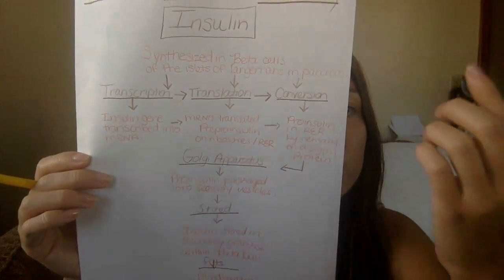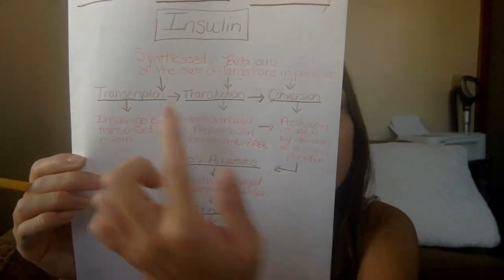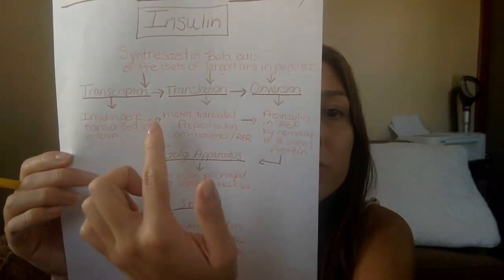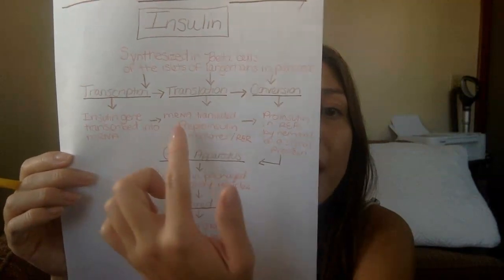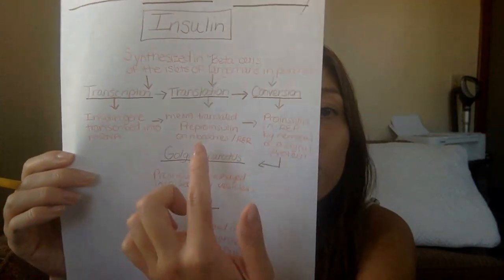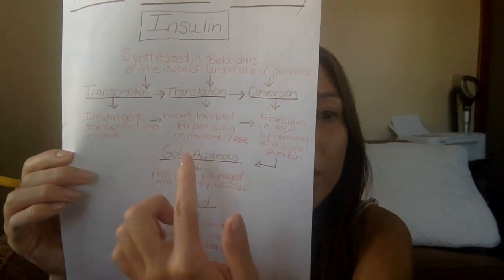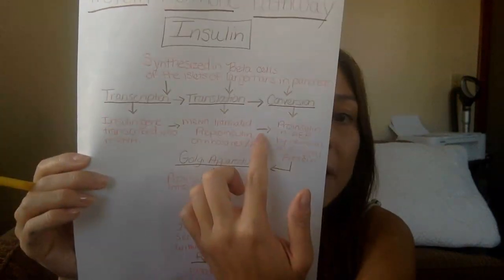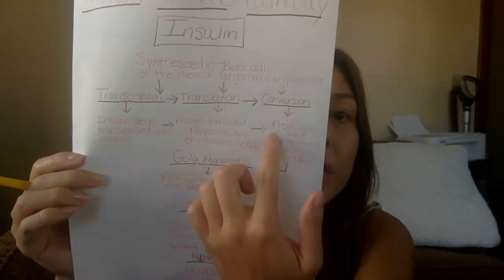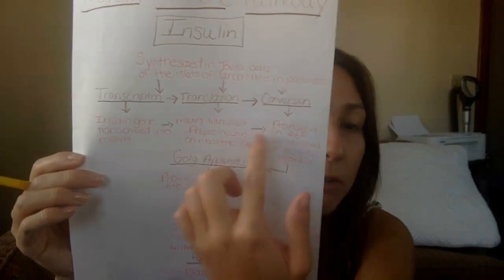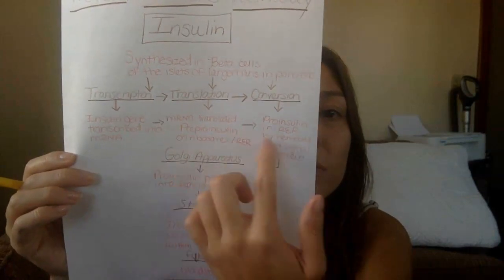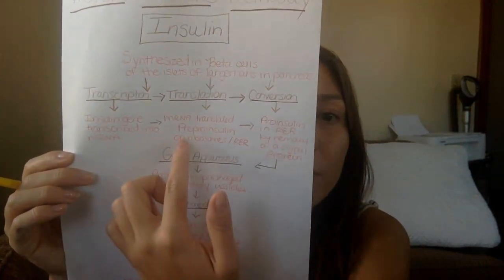First, in transcription, the insulin gene will be transcribed into mRNA, which makes sense because this is transcription. Then that's going to go into translation, where the mRNA will be translated into, and this is the difference here, pre-pro-insulin on the ribosomes and the rough ER. Then from this pre-pro-insulin, it will be converted into pro-insulin in your rough ER by the removal of a signal protein. And this process is happening within the cytoplasm.